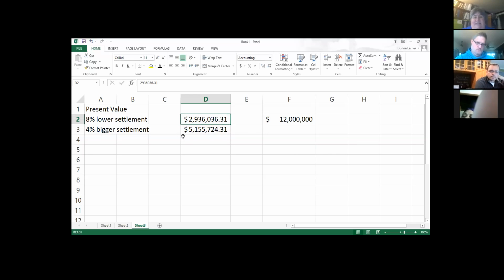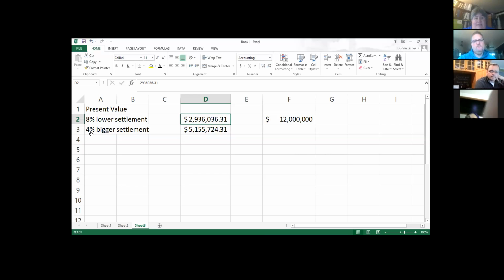On the other hand, if the 8% people win the argument, the family's only going to receive $2.9 million. They will have to find an 8% investment to stick that money in so that they can have $240,000 every year for 50 years. The likelihood of them finding that is by far not as good as the 4%.